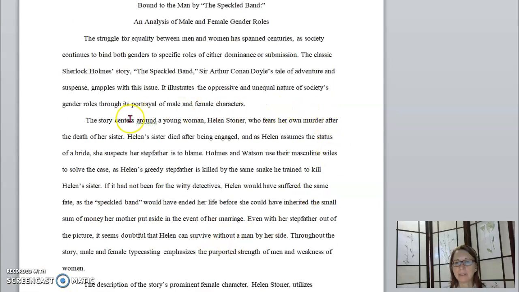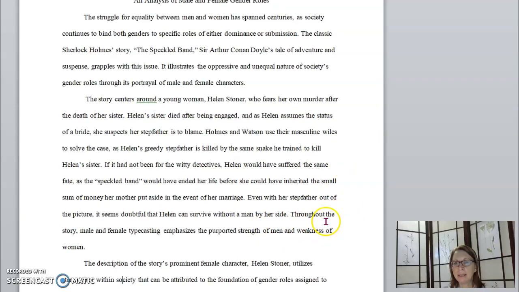We see the writer is orienting readers and grounding them in the story by giving them just a brief summary of it, not a play-by-play of the whole story. In addition, she's tying this summary back into the thesis idea. We can see that in the last paragraph.